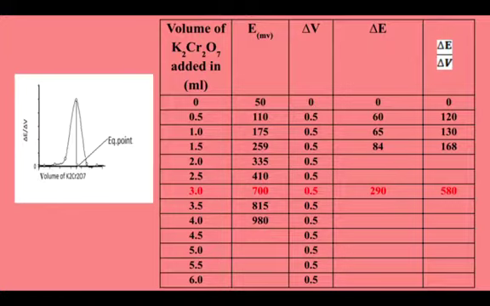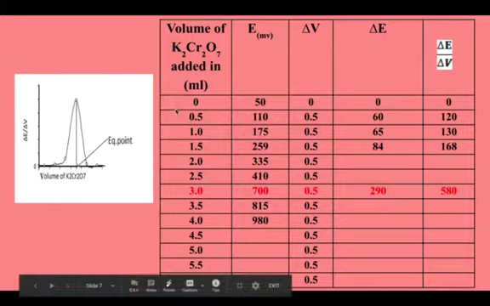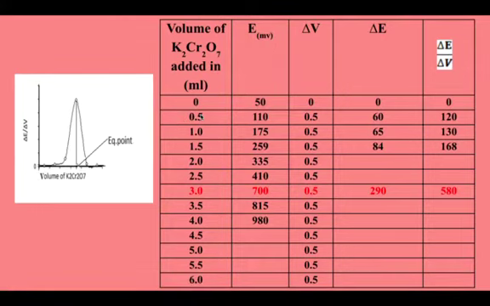Now potassium dichromate will be added in increments of 0.5 ml. So every time after addition of 0.5 ml of potassium dichromate, the potential will be noted. And the change in volume will be 0.5 ml, because every time we will be adding only 0.5 ml of potassium dichromate. Now the delta E value will be the present reading minus the previous reading.